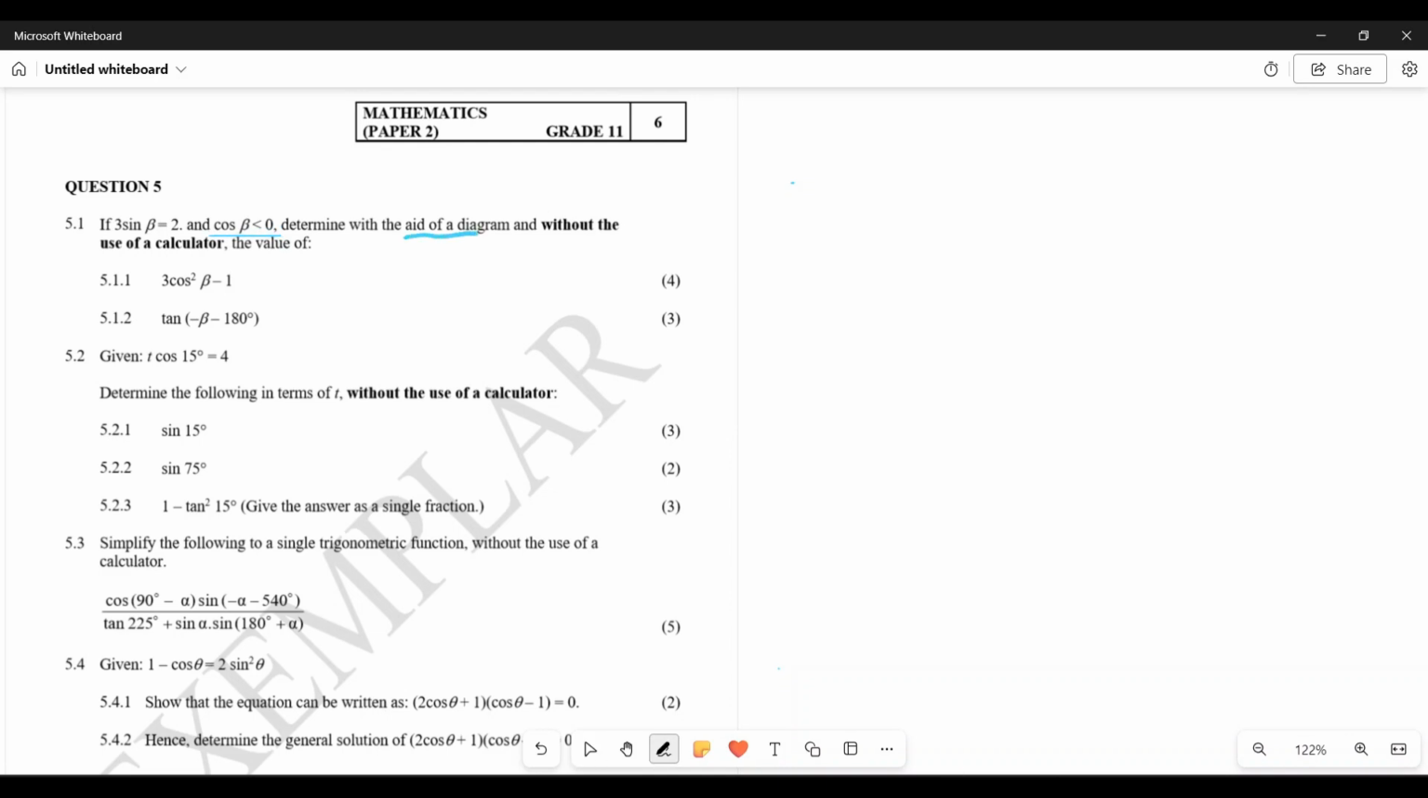Determine with the aid of your diagram and without the use of your calculator, meaning that you should try not to use a calculator, but you can. But now let's try and answer this question with the aid of your diagram. Now, the first step is going to be drawing your diagram.